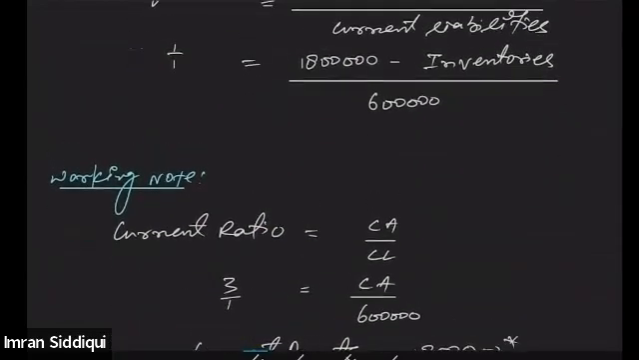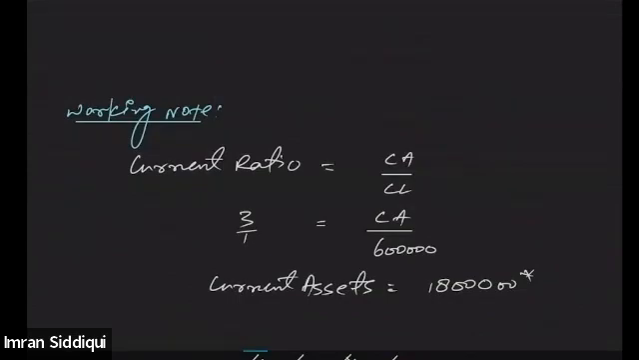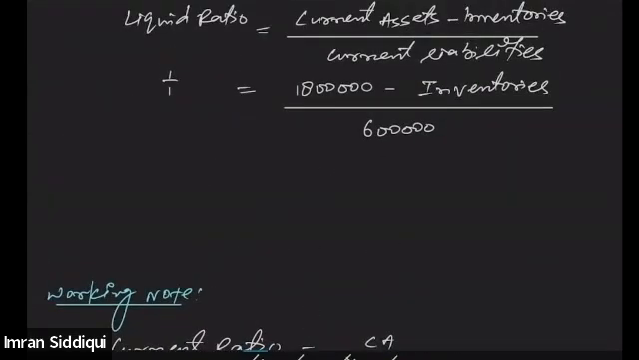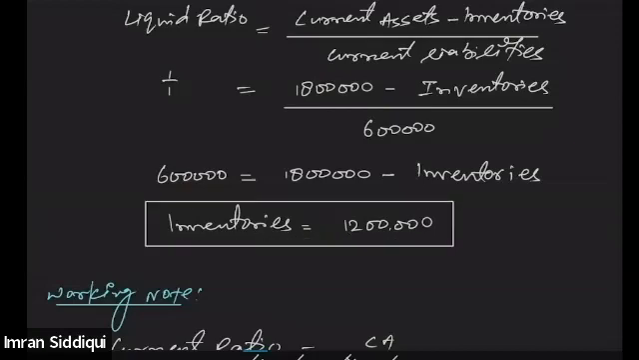Is that right? Now I think from this point onward, you can yourself solve the question. Yes or no? See. So 6 into 1 will be 6 lakh, equals 18 lakh minus the inventories. So the value of inventories will be 12 lakh. Is that clear? Tell me if this is clear or not. Yes, it's clear.